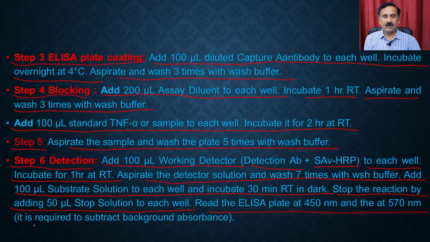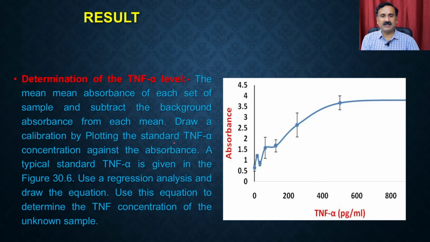Why do we require to run it at 570 nanometer? Because it is required to subtract the background absorbance. And what you are going to see is a pattern like this.